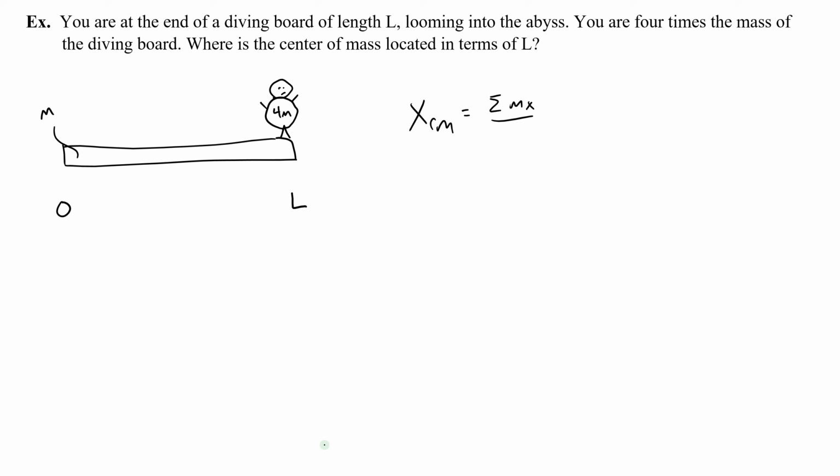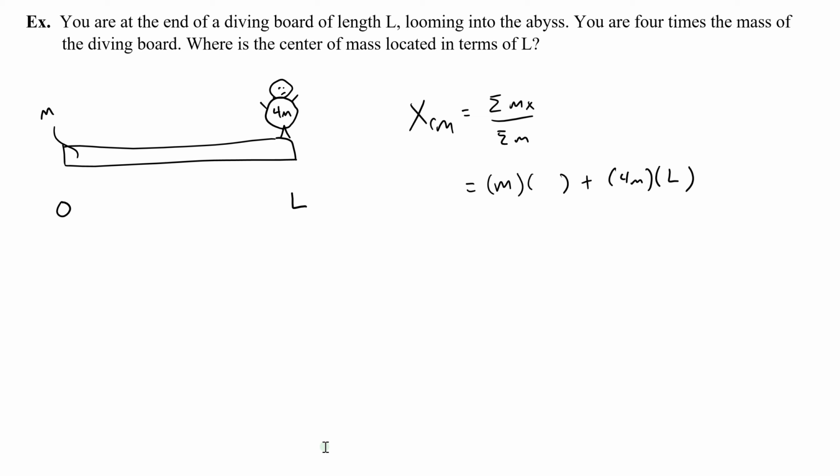I've got the mass of the board, and I just need to come up with a position for that board. And then I'll have the mass of you, 4m, times your location. Well, you're located at a distance or a position of L. But let's come back to this question of, well, where is the board located? Because the board is located everywhere from 0 to L. Well, in this case, when you don't have a point in space, you actually have an extended object, then the position that you put in here is the position of that object's center of mass.